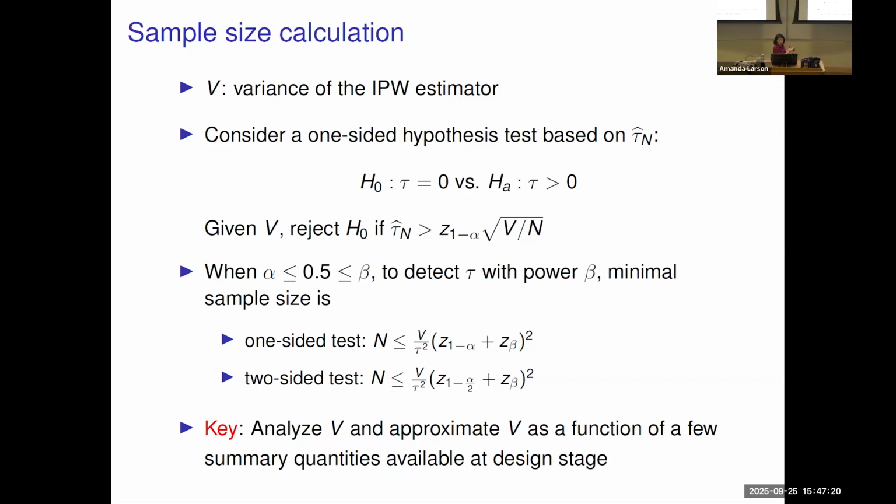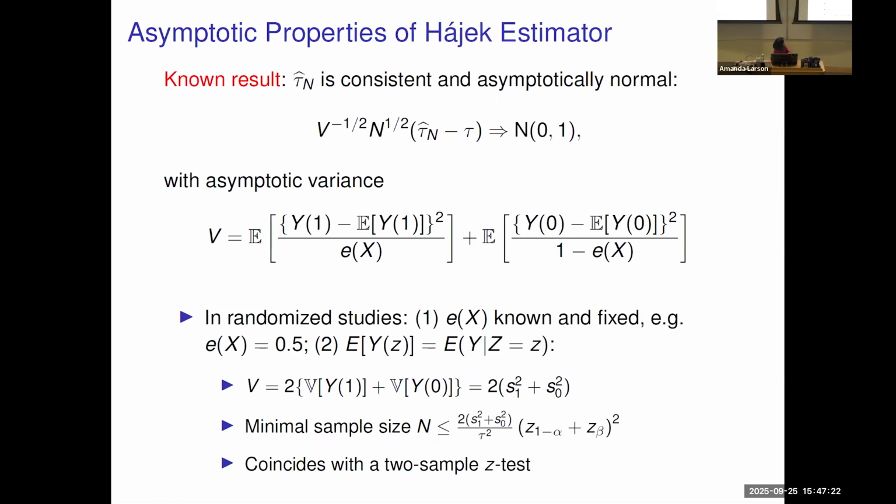But that's clear, right? I set the stage. Again, this is a known result: we know that the Hajek estimator is consistent and asymptotically normal. So we basically have the form of what the Hajek estimator looks like. Let's look at this. This is basically the variance, and we need to focus on this guy. Let's just look at one arm. First of all, this really involves those potential outcomes, not the observed outcomes. That adds the first complication.